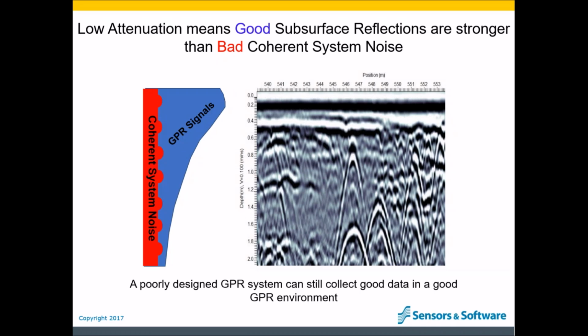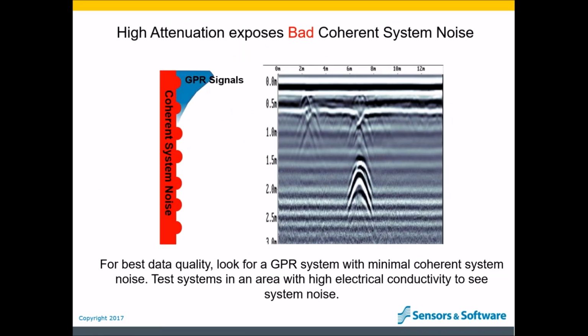But this all changes when you take the GPR system to a site with high electrical conductivity. Soils and materials with high electrical conductivity quickly attenuate the GPR signal. This allows the coherent system noise to be visible. It's within the power of the GPR manufacturer to engineer coherent system noise out of their products, but in my opinion, many manufacturers do not do a good job of this.